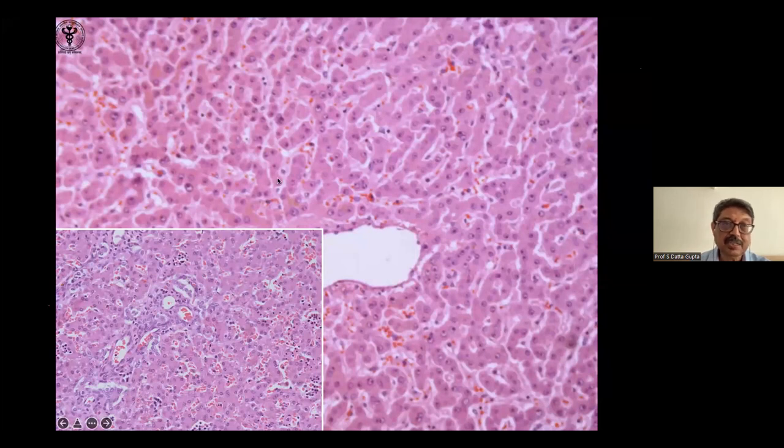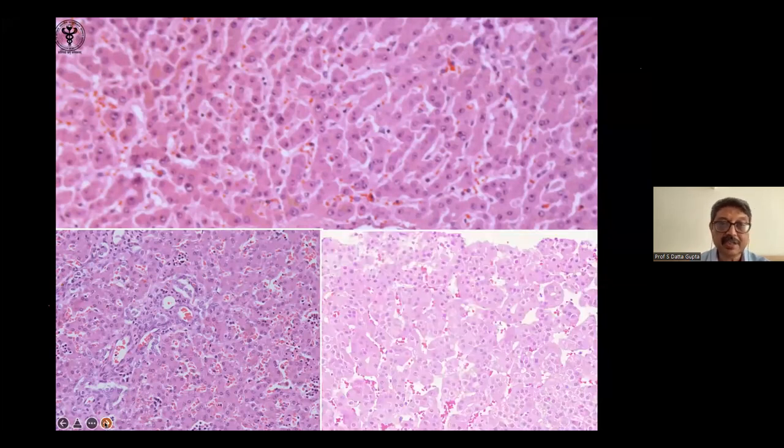When they are 2 cells thick, it means it is regenerating, or that you can get in cirrhosis. If it is 3 or more cells thick, then it is abnormal. You get that in malignancy or hepatocellular carcinoma. This is very important. So the thicker the cell cord, the more the likelihood that it is malignant.